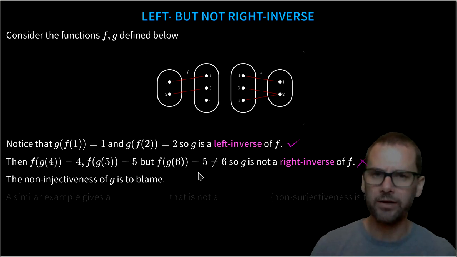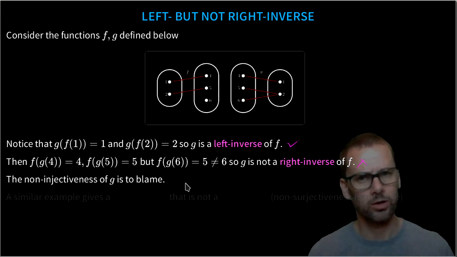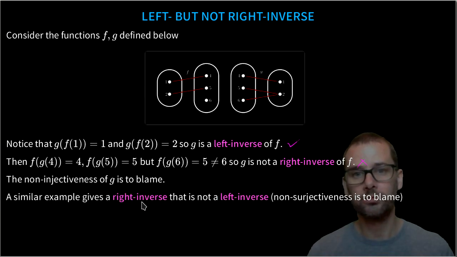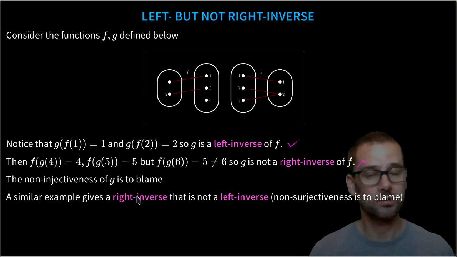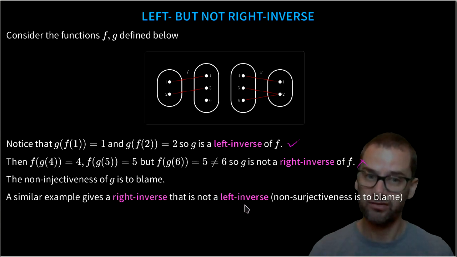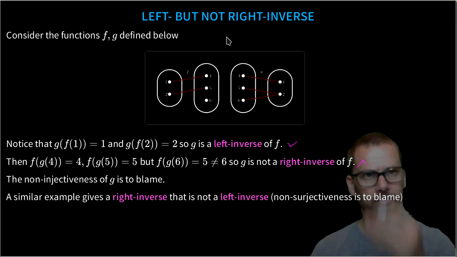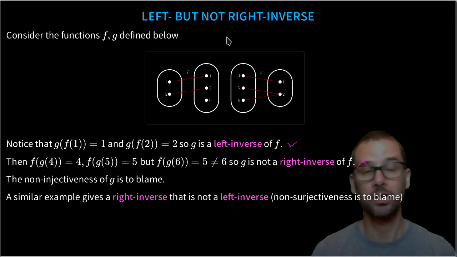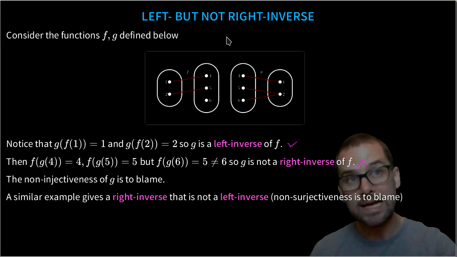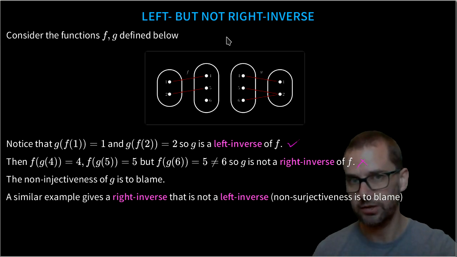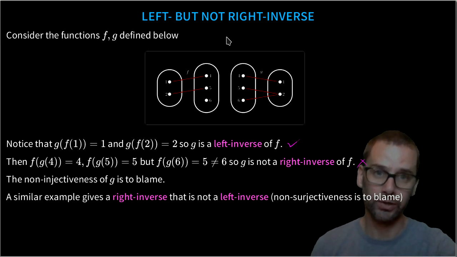And you can construct a very, very similar example, which maybe will make a homework problem, that shows functions which are a right inverse but not a left inverse, and here it will be non-surjectiveness which causes problems. So it's easy to make a similar but sort of twinned example to this one to show that you can have a right inverse which is not a left inverse. So that's why we need this notion of left and right inverses. We're sneaking up on the idea of a full inverse.